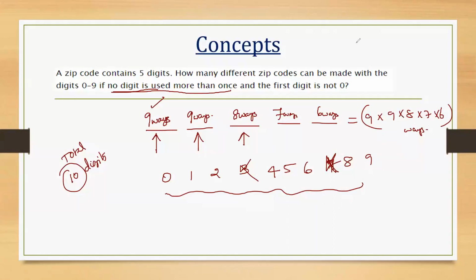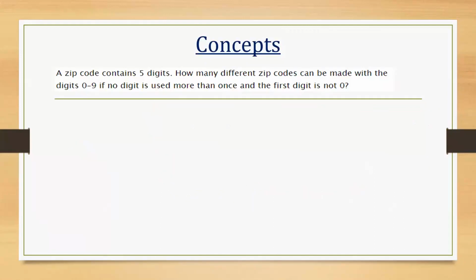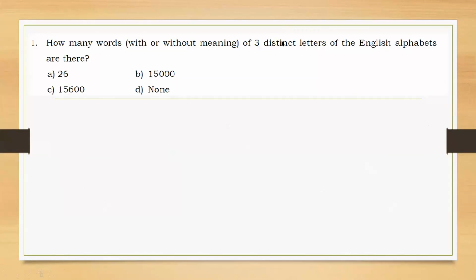Okay, we will move to question number 1. Page number 173. You should not write 9P5 since 0 is there, right? So consider each and every letter. Page number 173, question number 1. How many words, with or without meaning, of 3 distinct letters, different letters of the English alphabet, are there?